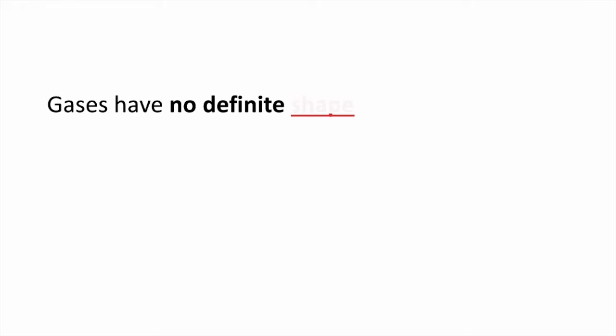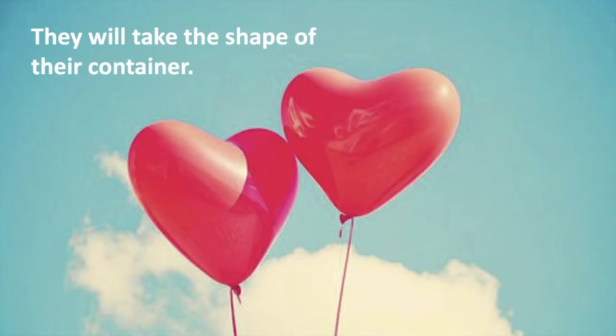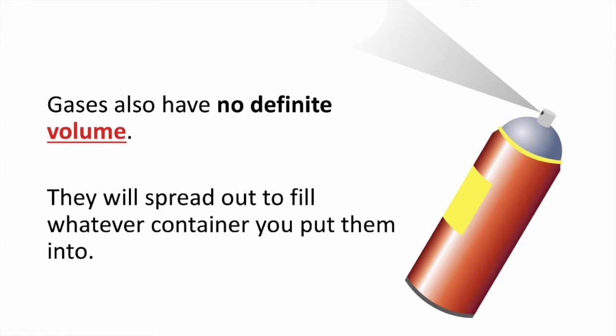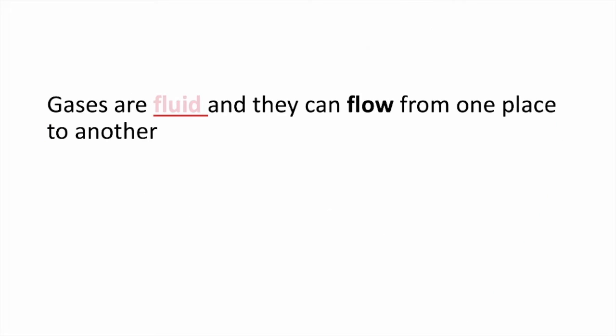Finally, let's talk about gases. Gases have no definite shape. They'll take the shape of their container. For example, this helium has taken the shape of these heart balloons. Gases also have no definite volume. They will spread out to fill whatever container you put them into. Gases are fluid, and they can flow from one place to another.